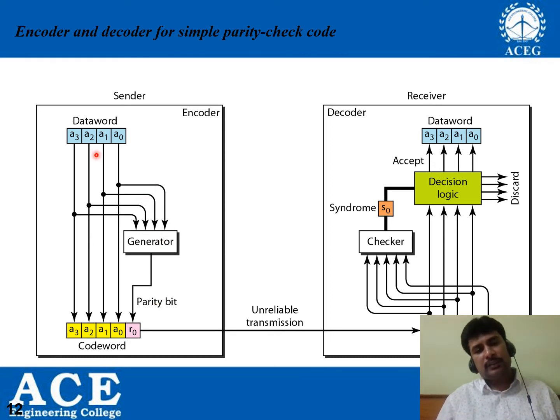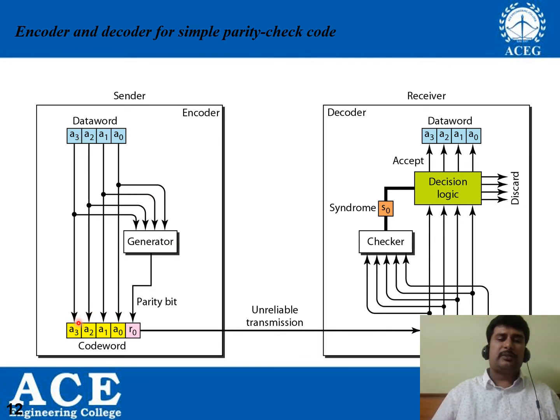We consider a data word, determine the redundancy bit, and then transmit the data word along with the redundancy bit, which together is called the code word. Now at the receiver, the code word we have received is forwarded to a check device called the checker. Here we calculate a value called the syndrome, which is nothing but the exclusive OR sum of all the bits in the code word.